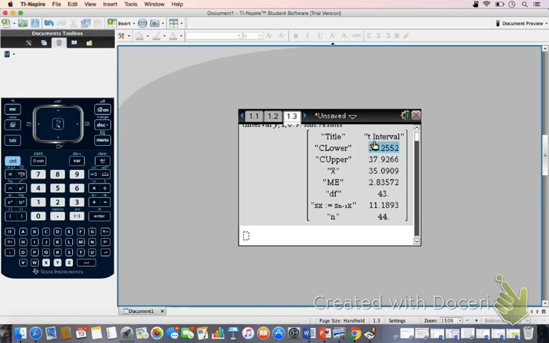We could also do this same thing if we entered the mean and the standard deviation directly. If you see the X bar is given and the degrees of freedom are given and your standard deviation for your sample is given as well.